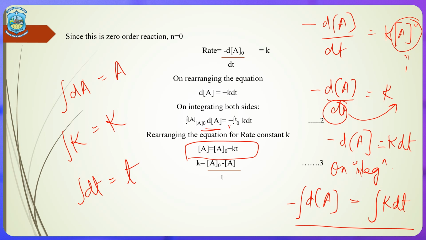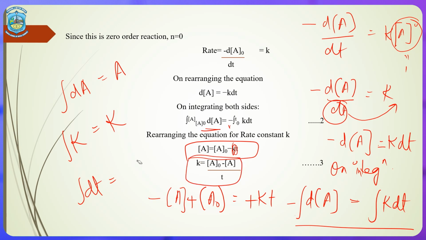Now what can I do? I have to calculate the value of the rate constant, this particular K. So in order to achieve this, what can I do? A minus A0 equal to minus Kt. So just to remove this negative sign, I will do the reversal of signs in this manner. And on rearranging the equation, I will get K equal to A0 minus A upon t.